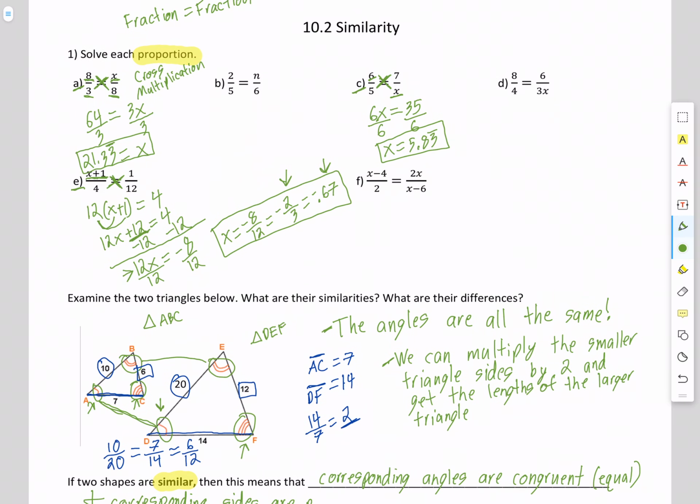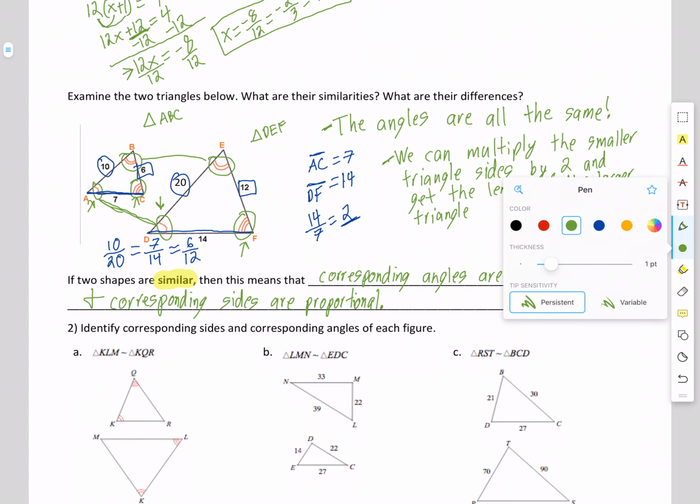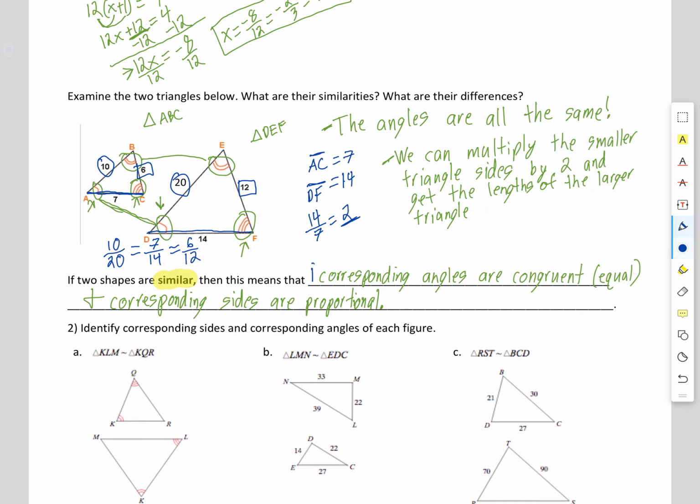How do you spell proportional? Proportional. Okay, so in order to be similar again, let's change my colors. 1, the corresponding angles need to be congruent, or the angles need to be equal. And 2, the corresponding sides need to be proportional.